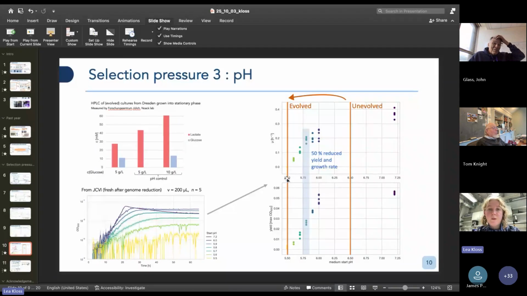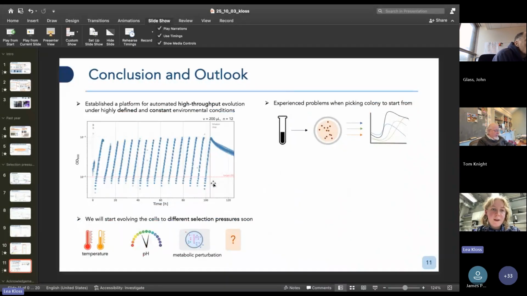So probably there's some sort of limit to adaptation and glucose consumption going on here. And then we also decided to let them grow at a reduced pH of about 7.8, which leads to 50% reduced yield and growth rate. So in summary, we now have an established platform for high throughput evolution experiments with the minimal cell under defined and constant environmental conditions. And we will evolve them in different selection pressures soon.